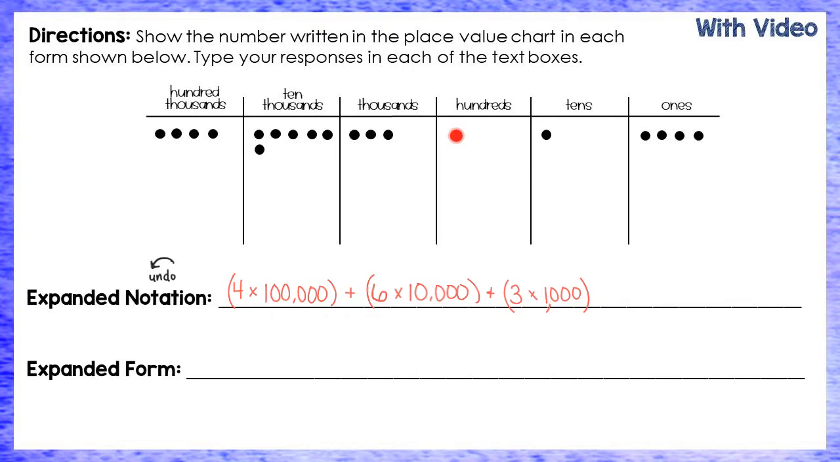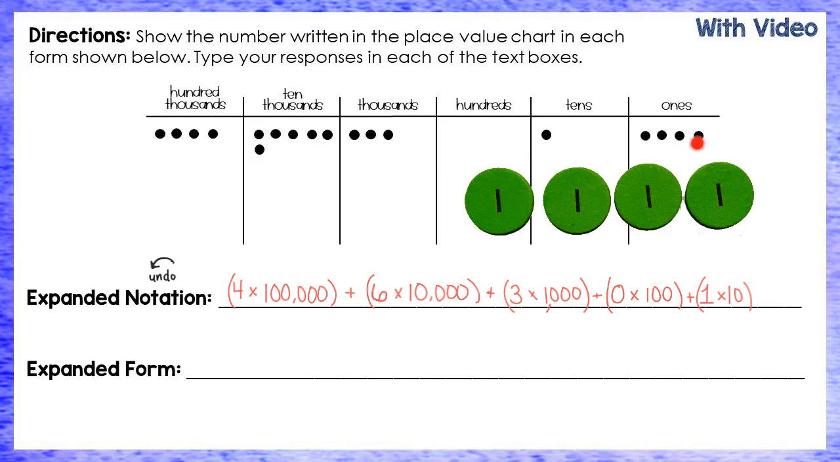Now in the hundreds, we have none. So there are no place value discs shown. So we would say we have 0 and there are no hundreds discs. So it would be 0 times 100. In the tens place, we have 1, which can look like this, 1 10. So we would say that we have 1 10. And we need to put our plus signs so we can make our whole number.